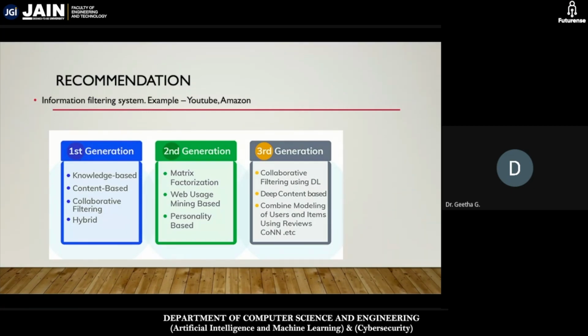Also, we have what is called the CNN, which represents convolutional neural network. So we are combining the models of users and items. Earlier it was user or item. Now we are combining the modeling of users and items using reviews.